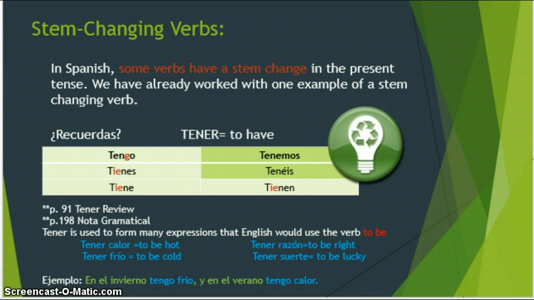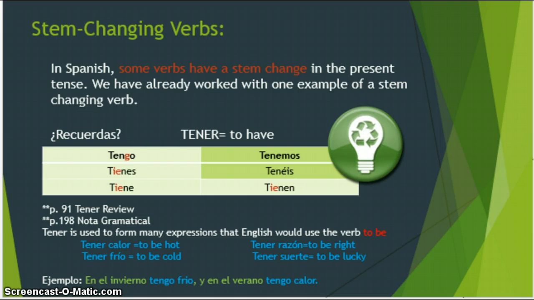Stem changing verbs. So some verbs are going to have a stem change or a spelling change in the present tense. So here's an example of a verb that we've already studied. Recuerdas el verbo tener, to have. Notice all the lighter shaded boxes have some kind of a word or a letter or letters that are in red. All of these are irregularities. So this is not a normal ER verb.